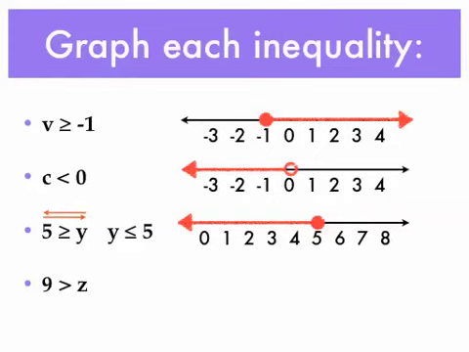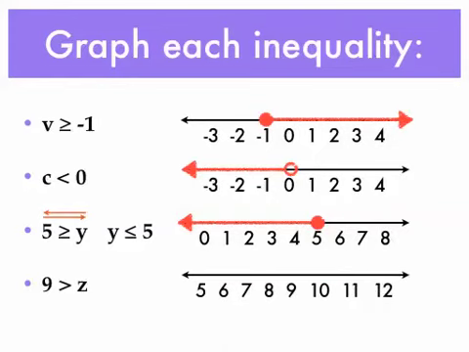I'm going to use the same idea to graph 9 is greater than z. I can read this as 9 is greater than z, and I can also read it as z is less than 9. So I'm going to rewrite this with my variable on the left. Notice again, I've switched where my z and my 9 are, and when I switch them, I also have to flip the sign. Now I have z is less than 9, which means I need an open circle at 9, and I shade to the left.